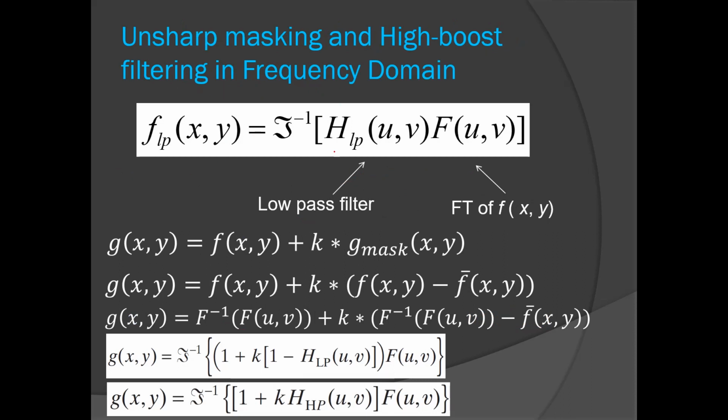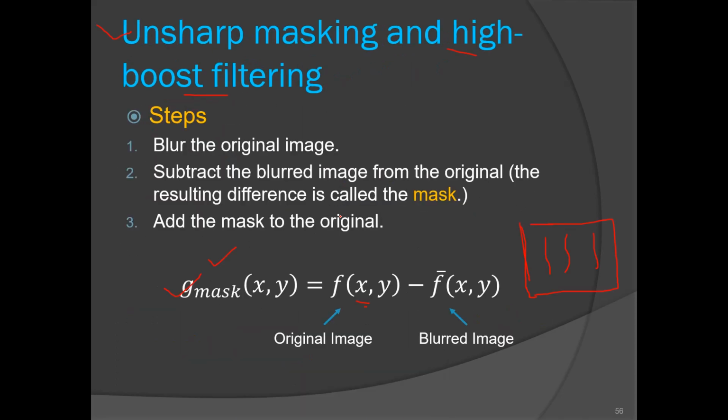So this LP is a low pass filter, and f of uv is the Fourier transform of our original image. If we take the inverse of that, we get a blurred image. When we apply a low pass filter, we achieve the effect of smoothing, the effect of blurring. So this is our blurred image, f LP of xy. Till now we have obtained this blurred image.